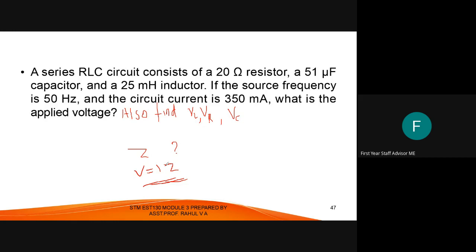Okay, they have given me the resistance value, capacitance reactance value, and also frequency. Then they have given me the current. So you have to follow the formula V is equal to I into Z, where I is given and Z you have to calculate from the previous equation, square root of R square plus (XL minus XC) square. Once you calculate the applied voltage, you have to find the voltage across each component: VL, VR, and VC.